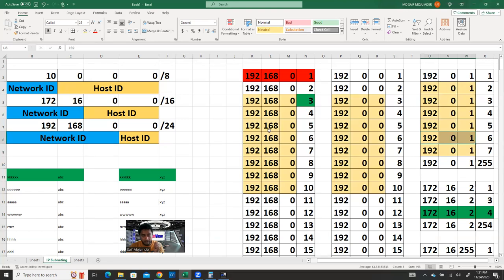192.168.0. If he wants to make this one and this one the same family, then it should be 168 here and then 0. But now it's not. And also it's not matching with this one, right? It's not matching. That means it's not the same family. If it is not the same family, that means it's a different network.